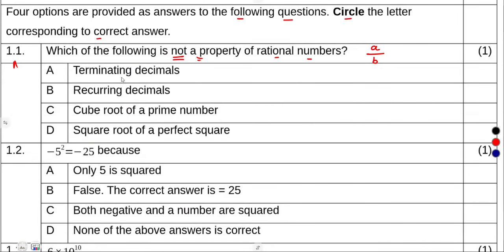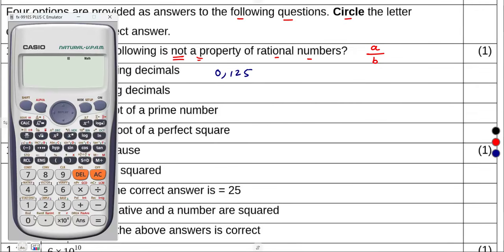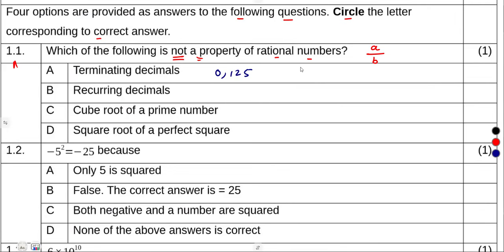A, terminating decimals. A decimal that ends, like 0,125, that's terminating. It is a rational number. This can be given as 1 over 8. As we can see, it gives us the form of A over B. So this one is a property of rational numbers, so we need this as a property.